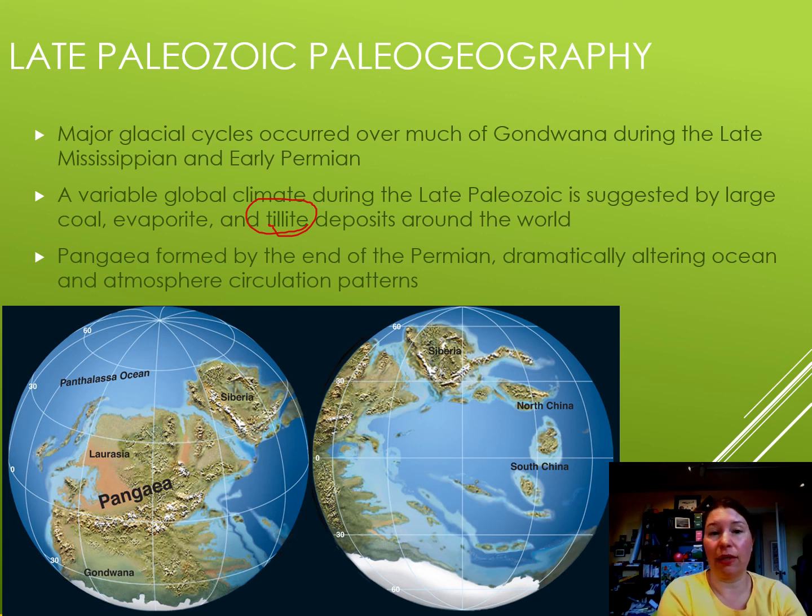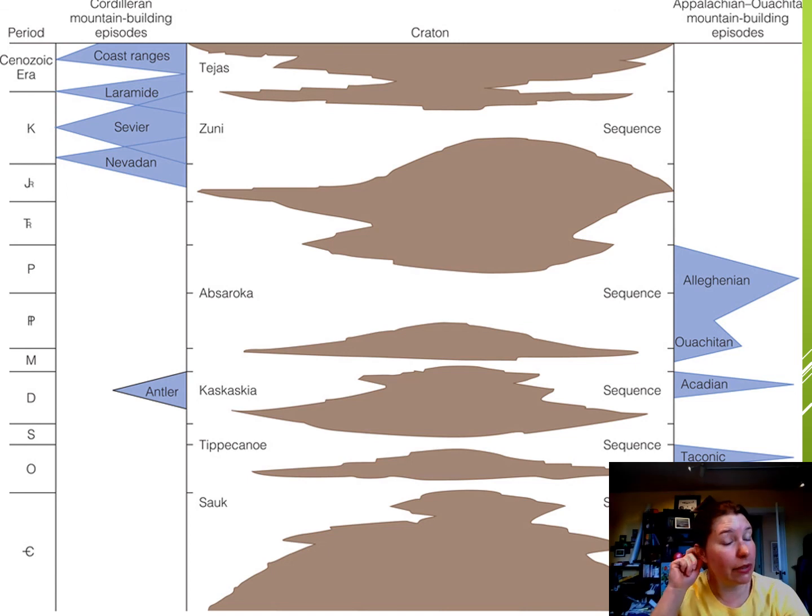And then again, at the end of the Permian, Pangaea is forming, and then here's a little picture of Pangaea again, with that big mountain system right in the middle and a bunch of deserts on either side of it. So this is going to dramatically alter ocean and atmosphere circulation patterns. The growth of mountains and the building of a supercontinent really affects climate worldwide, and definitely did so during this time.